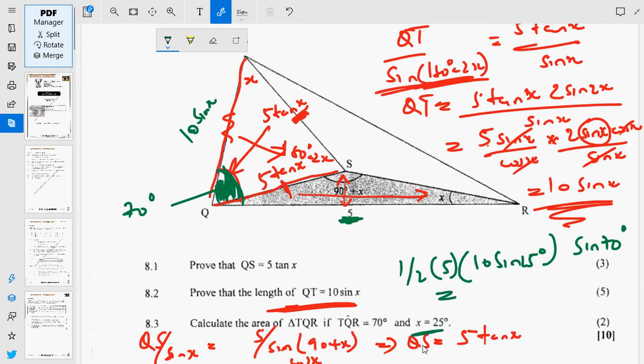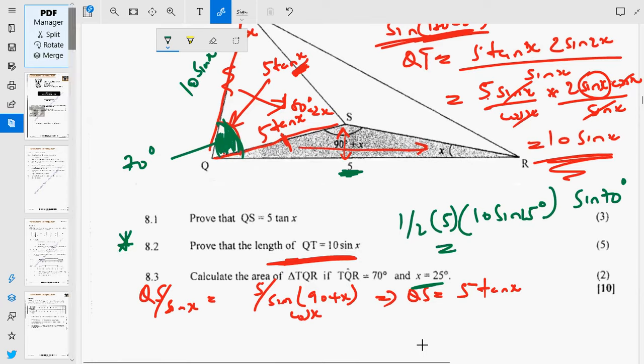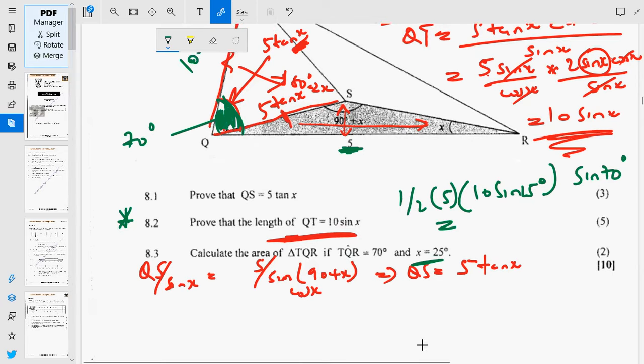Sorry, I don't have a calculator in front of me. So that question wasn't very bad, but I suspect most people here confused themselves with the cos rule and they ran into trouble. Okay, so let's move on to the next question.